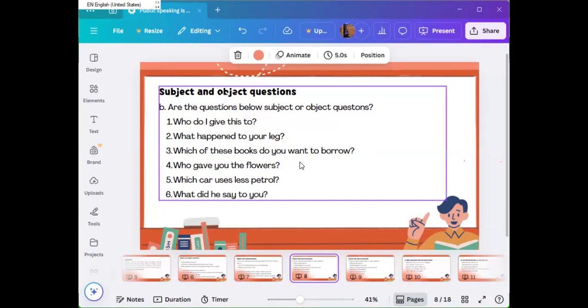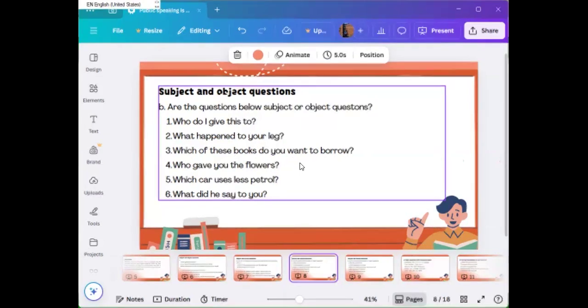Number 4: who gave you the flowers? Subject question. Very good, subject question, because gave is the main verb here.